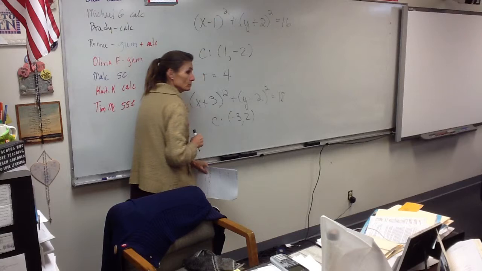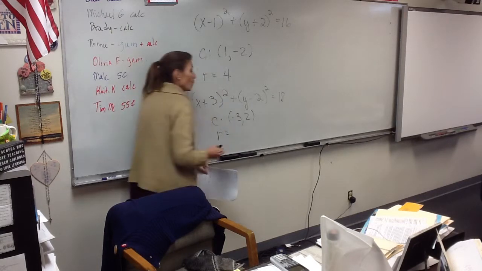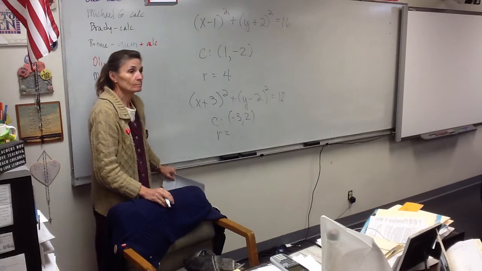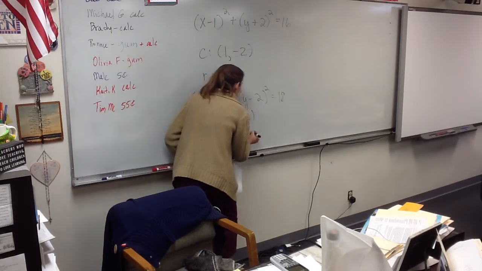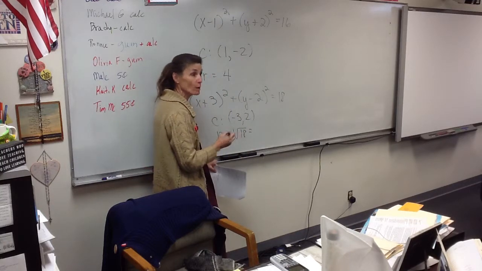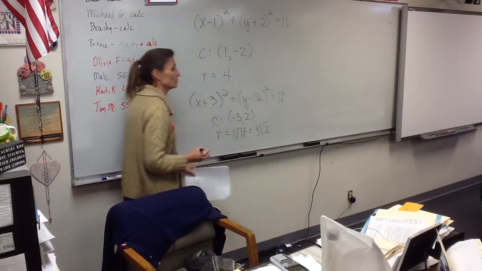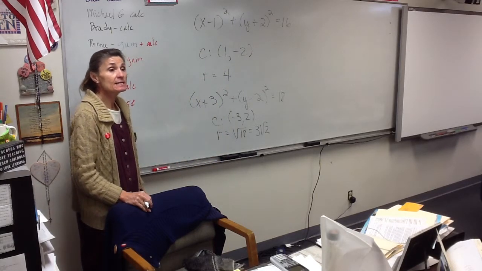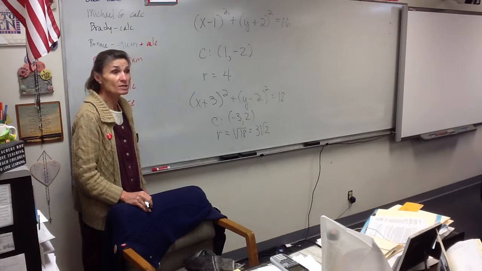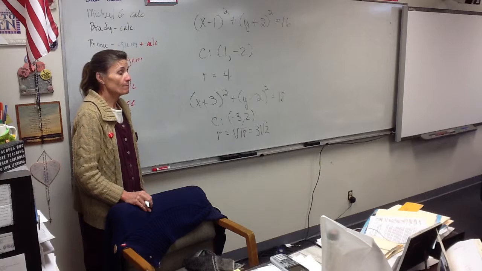-3, 2. What's the radius? Root 18. The square root of 18, which, as good mathematicians, we're going to break down to 3√2. Because 18 is 9 times 2, Taylor, and what's the square root of 9? Right? Think, you can do that.